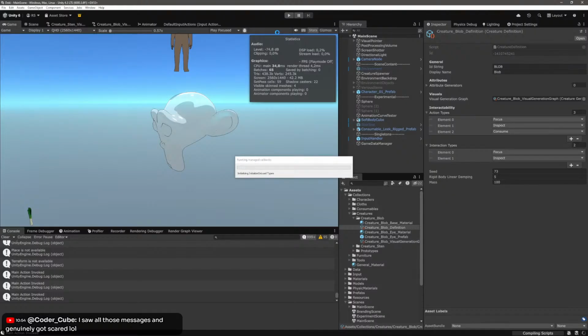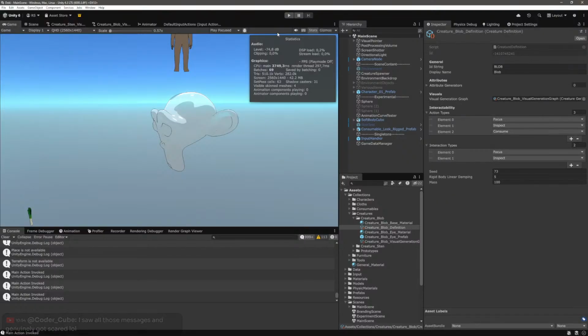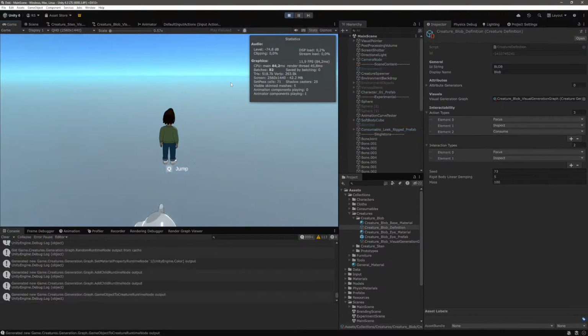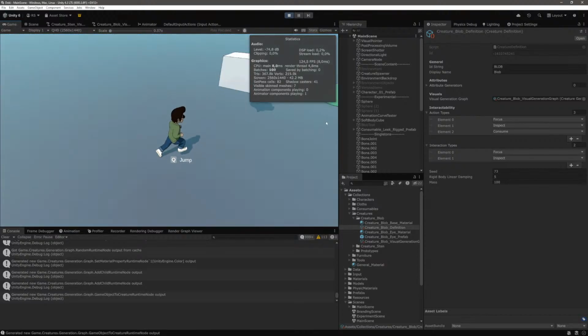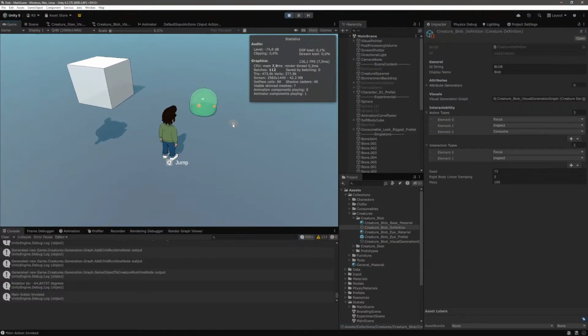Cuba saw all those messages and genuinely got scared. Yeah, same here. So the plugin, which I'm trying out, we need to pop out the chats and keep them open. And the YouTube chat, for some reason, I scrolled up. We need to be at the bottom of it, otherwise it won't work. Apparently, but we're gonna find out.